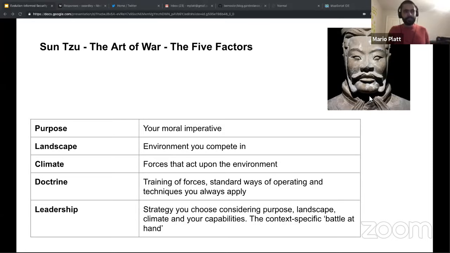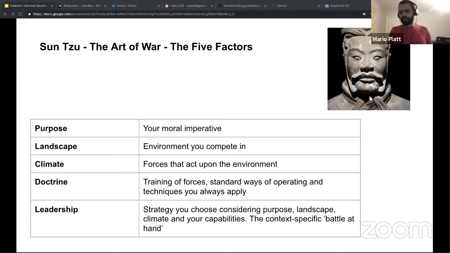Then we have climate, so the forces that are acting upon your environment. So from a security perspective, I like to think of climate as the threat community, the overall threat landscape, which overlaps with what was mentioned previously as landscape, but I like to think of climate exactly as the forces that act upon our environment. So how more evolved the attackers are getting, the types of tools and tactics that they're using, so that we can then understand how we're going to protect our organizations against them.